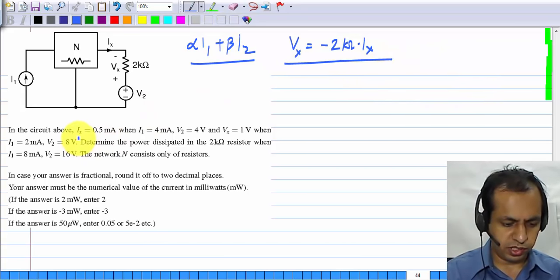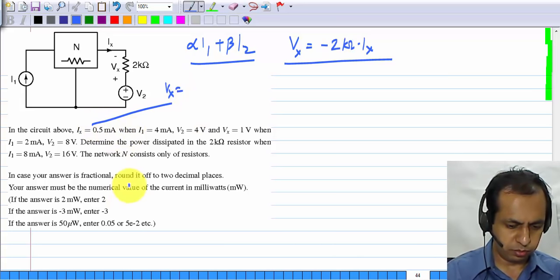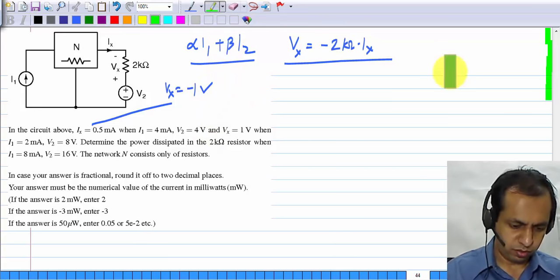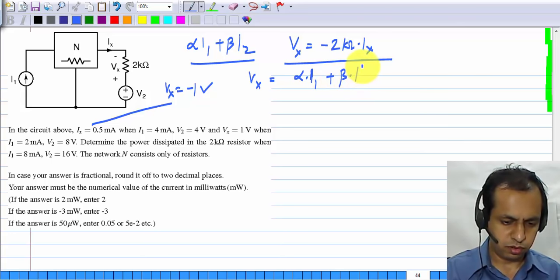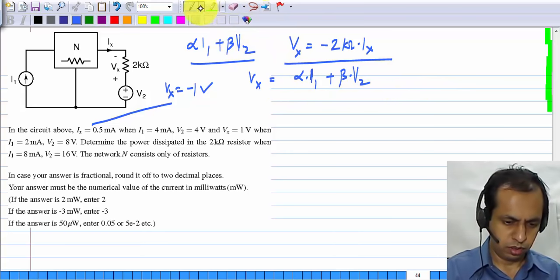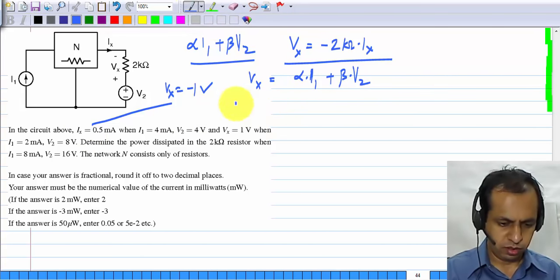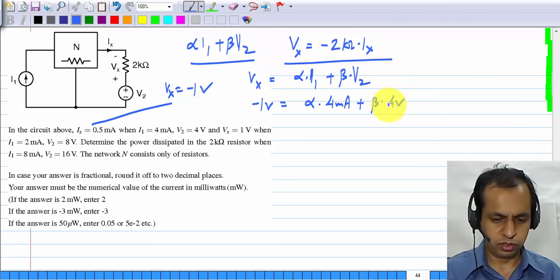So we have two cases. In the first case, Ix is 0.5 milliamps, which means Vx is minus 2 kilo ohms times 0.5 milliamps, minus 1 volt. Okay. So if we write Vx as alpha times I1 plus beta times V2, for the first case we can write minus 1 volt equals alpha times I1, which is 4 milliamp, plus beta times V2, which is 4 volts.